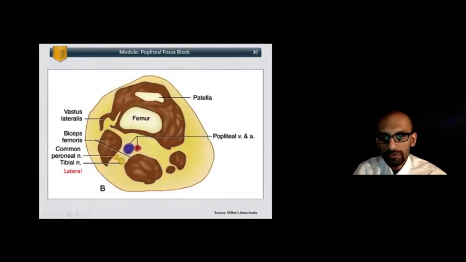Just a cross-sectional view. This is the lateral aspect of the leg. This is medial. Here is your femur and patella. And as you can see, the popliteal vessels are medial to your sciatic nerve. Common peroneal and tibial components are here.